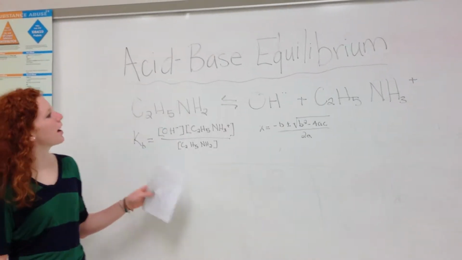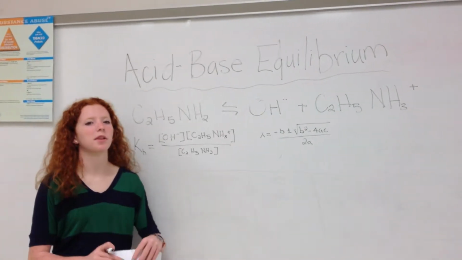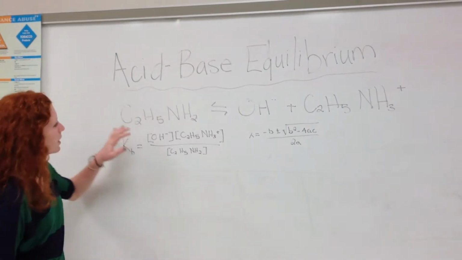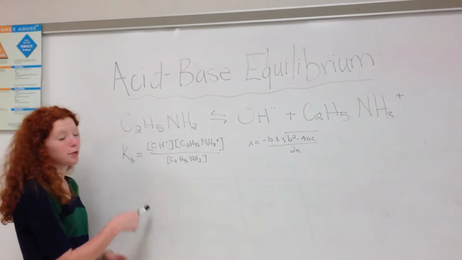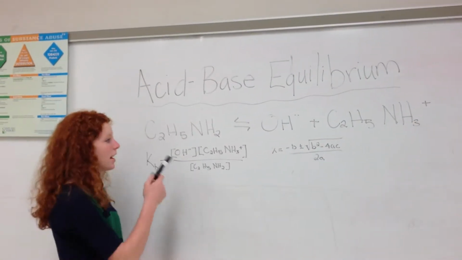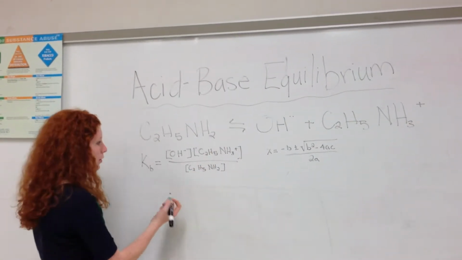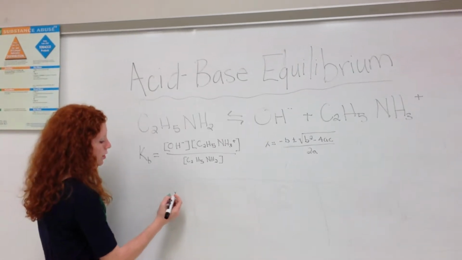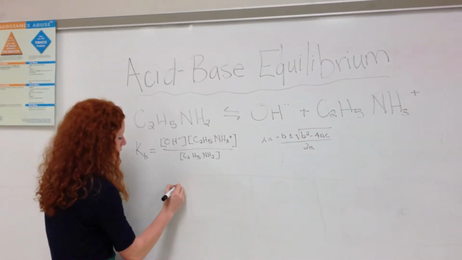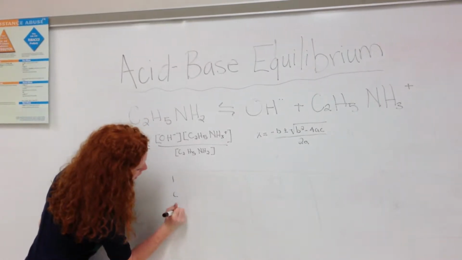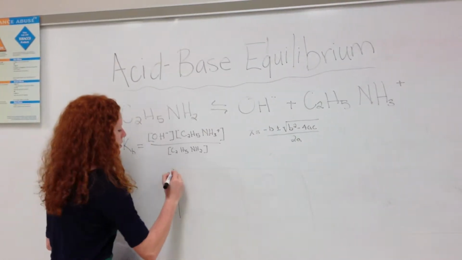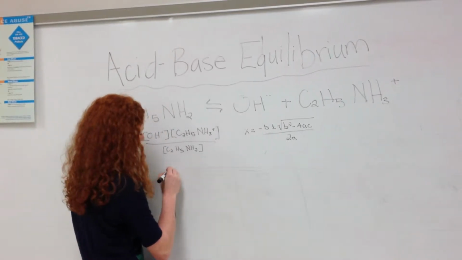Okay, so I'm going to do acid-base equilibrium, and we are going to look at the breakdown of ethylamine, and we are going to try to find the concentration of the hydroxide ion in this solution. So first, we're going to use an ICE box. An ICE box helps us determine the change that we are going to see in the reaction.